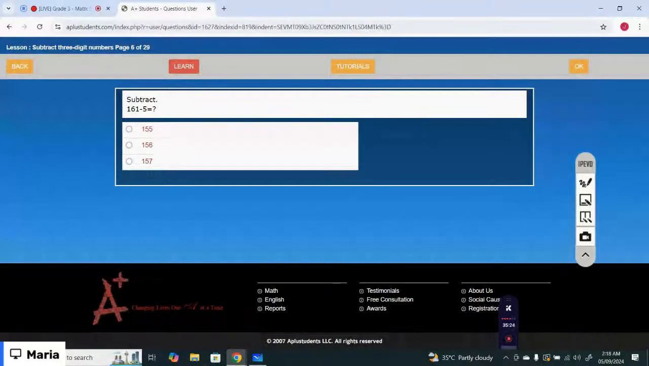The next one is 161 take away 5. So which is the correct option? 161 take away 5 is, that is 156. Option number 2 is the correct option.